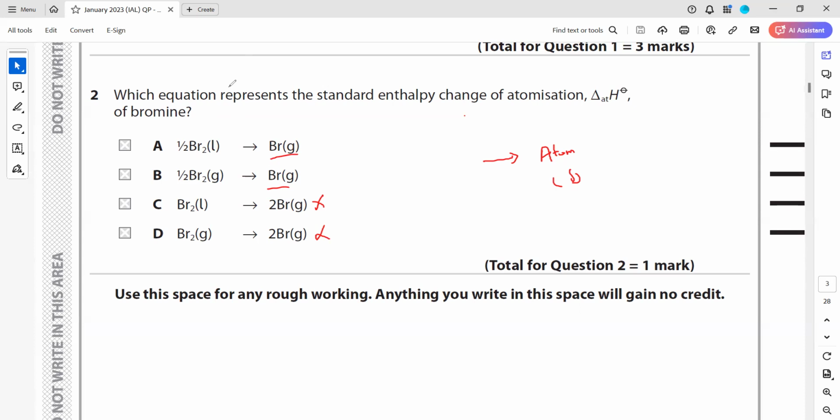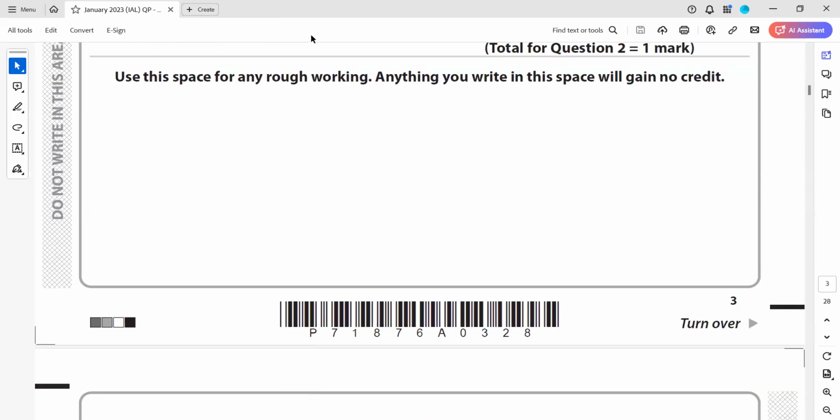But what is the state of bromine at room temperature? It is liquid. So from a liquid, when we produce 1 mole of bromine atoms, we call that atomization. Here we are producing bromine from the gaseous state, but bromine does not exist as a gas, it exists as a liquid. So it should be producing 1 mole of atoms in a gaseous state from the element in the standard state.